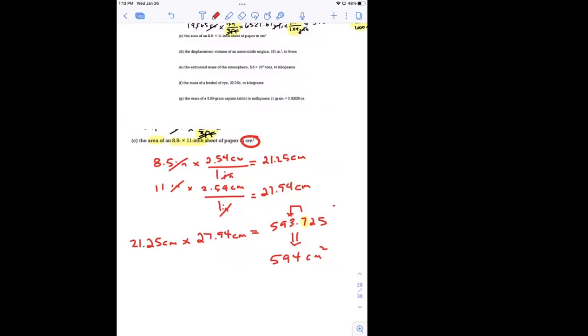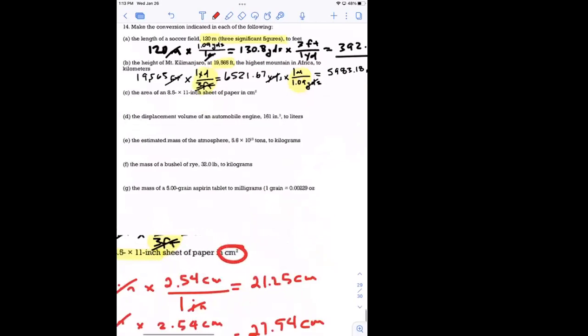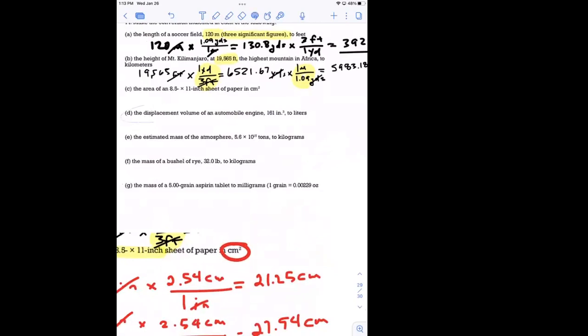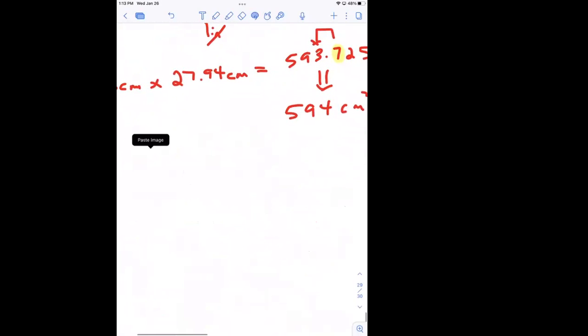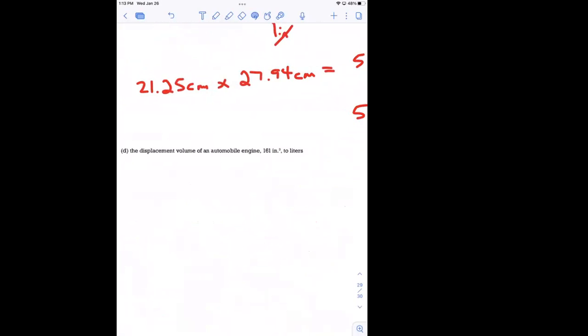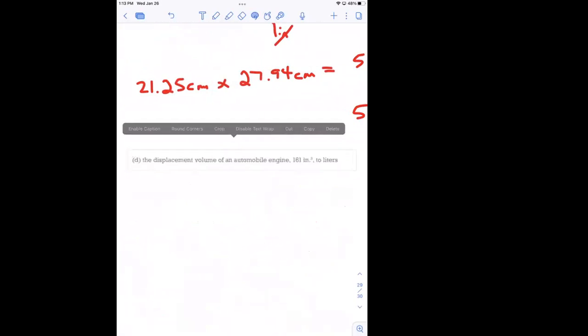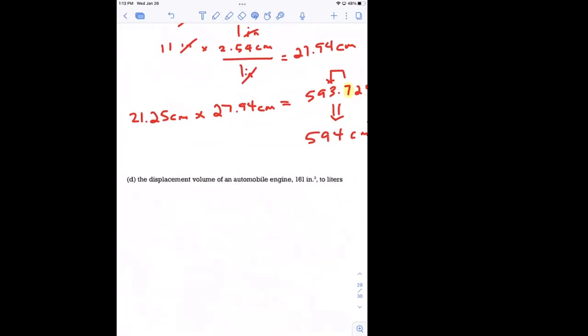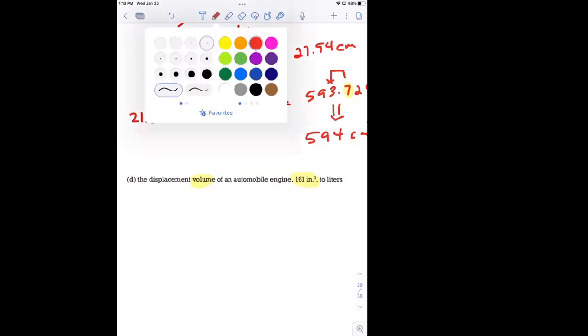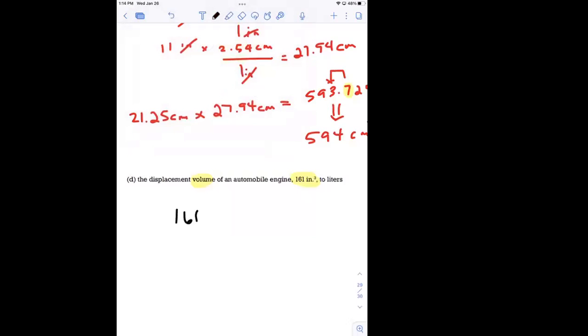So, all right, let's do another one. Let's take D. We actually skipped D this morning, but I actually want to work D because D gives us a chance to think about these multi-dimensional calculations. So we have a volume in inches cubed. All right, and it says the volume of an engine is 161 cubic inches. And so when we think about that calculation and we want to go to liters.